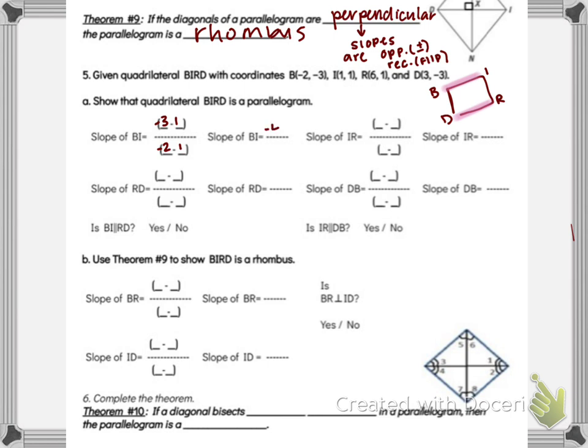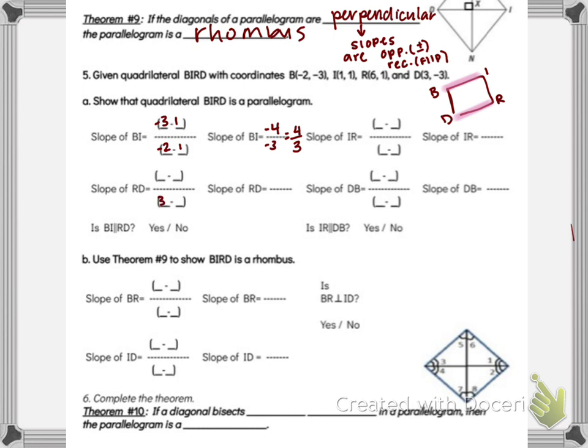-3 minus 1 is -4. -2 minus 1 is -3. Go ahead and simplify that. Negative divided by negative is positive, so +4/3 would be our answer for this one. All right, let's go ahead and find the slope for RD. So R is the one we're starting with. Remember, the x's go on the bottom, so 6 goes at the bottom.